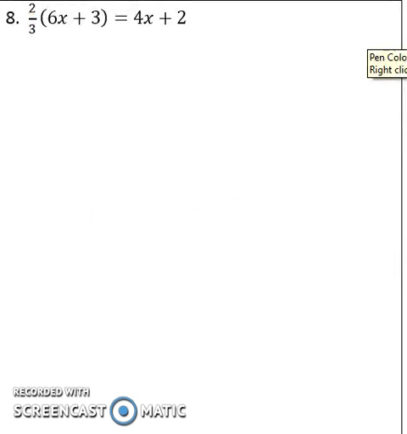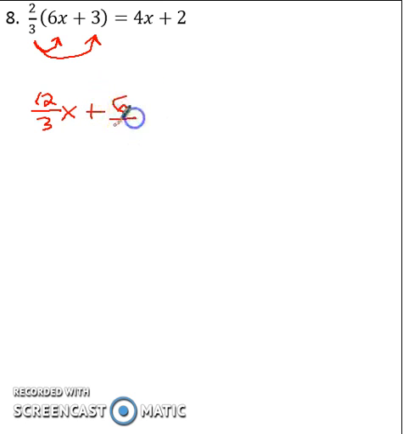All right, guys, last question here. Got some correct. First thing I noticed on the left, I have to get rid of those parentheses and just distribute. Now, this is 2 over 3. This is 6x over 1. We have a 2 times 6 is 12 over 3x, and then 2 times 3 is 6, and that's over 3 equals 4x plus 2.